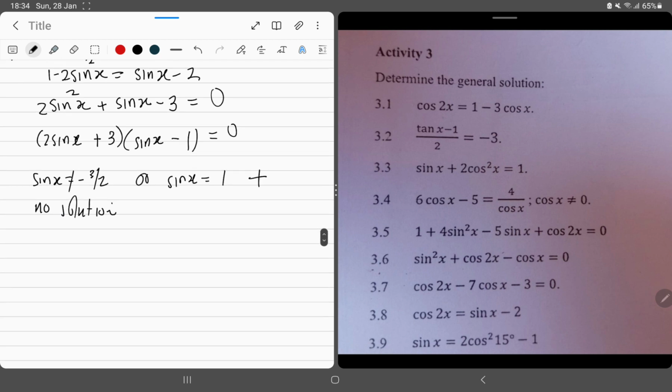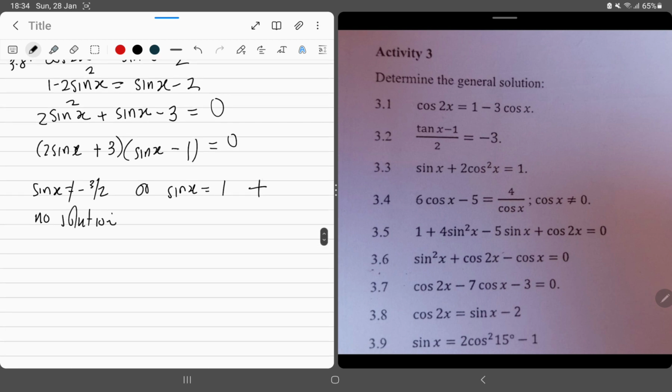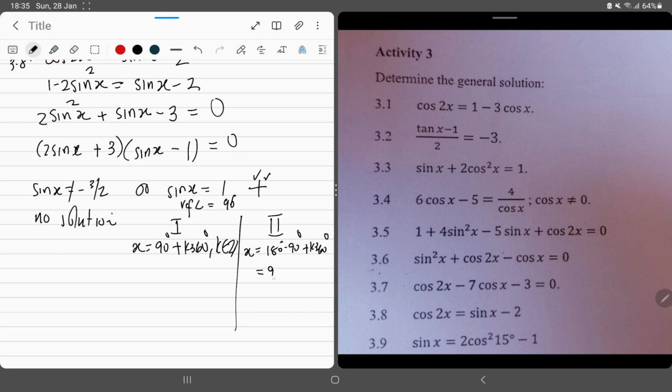We are working in quadrants where sine is positive. So that is quadrant 1 and 2. Quadrant 1, quadrant 2. The reference angle is equal to 90 degrees. Quadrant 1, x is 90 degrees plus k 360, where k is an element of integers. And then x is equal to 180 degrees minus 90 plus k 360. So this is 90 degrees plus k 360.